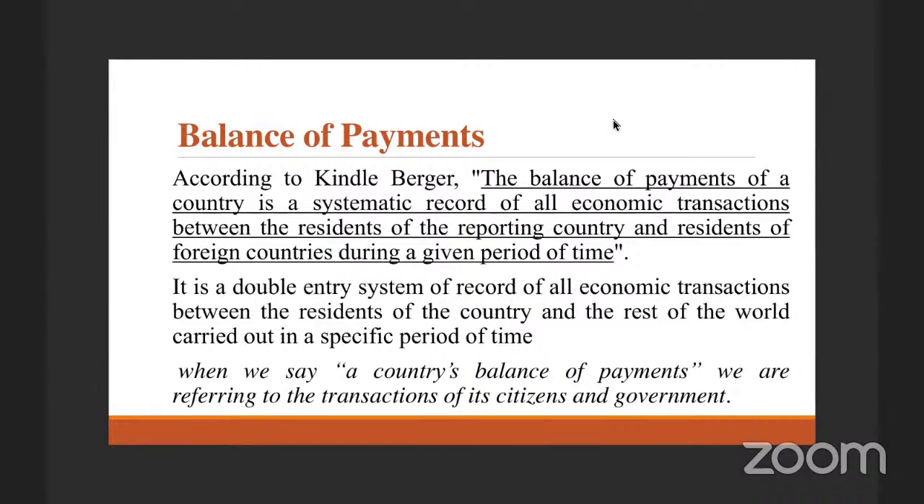So between these two dates, whatever happens with your country's transactions with the rest of the world, all such records are recorded. That itself is balance of payment. That's what Berger says. It's a double entry system of record of all transactions between the residents of the country and the rest of the world for a specified period of time. India follows 1st April of this year to the next year's 31st March. That is the specific period of time.